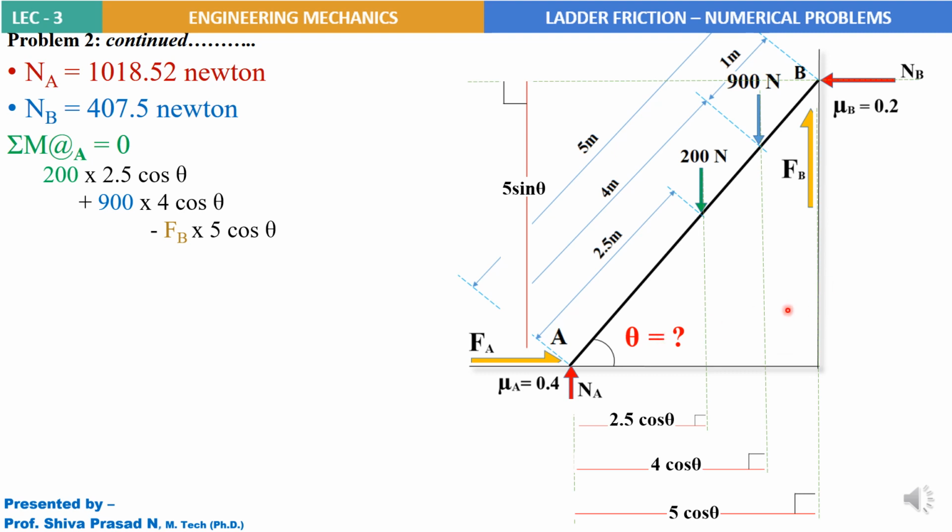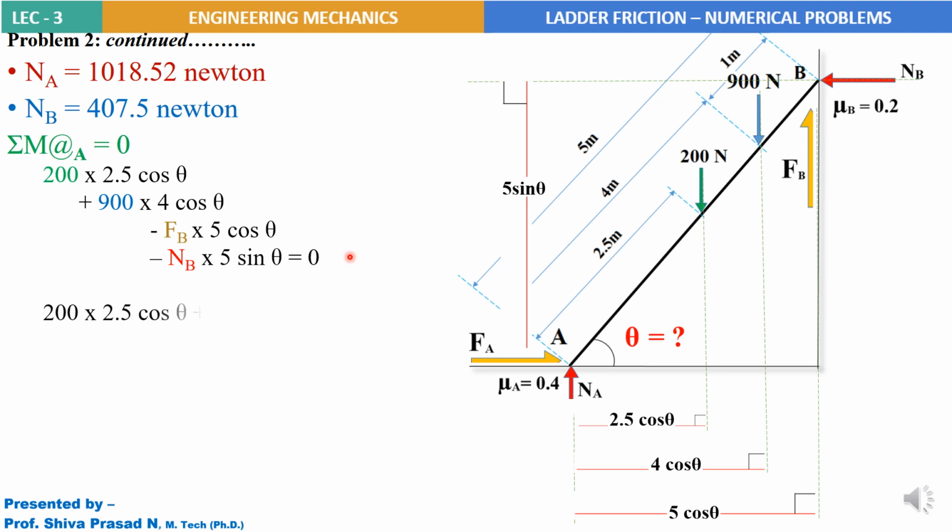Next, the last remaining force, NB. Again NB, if you move along its direction, it will create anti-clockwise rotation about moment center A. So minus NB, the magnitude of force, multiplied by perpendicular distance 5 sin theta, equal to 0. So this is the entire equation for the third condition of equilibrium, sigma M about A equal to 0.